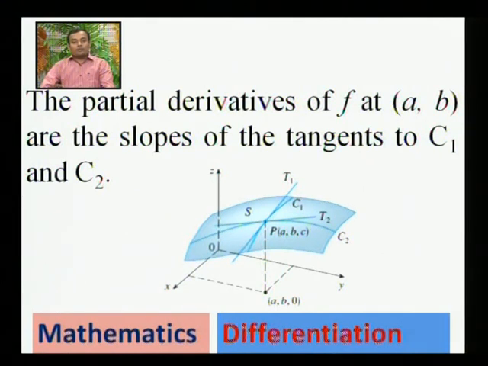First of all, before going to this, let us recall the geometrical meaning of the derivative in one variable. If we have a function of one variable, y equal to f(x), then the derivative of y with respect to x is nothing but the slope of the tangent to the curve at any given point, that is, the point at which we are finding the derivative. So let us see this figure in detail.